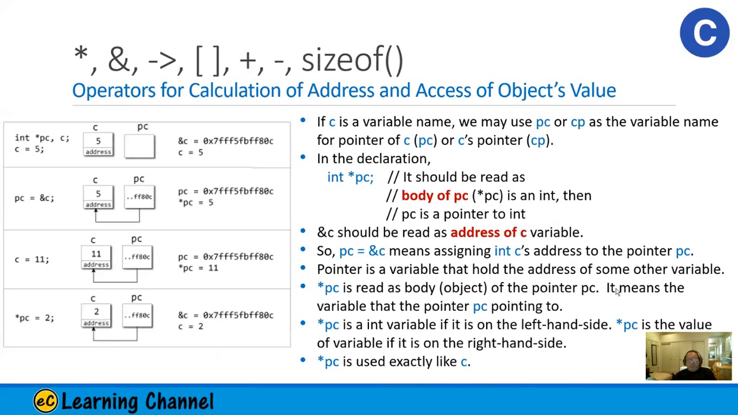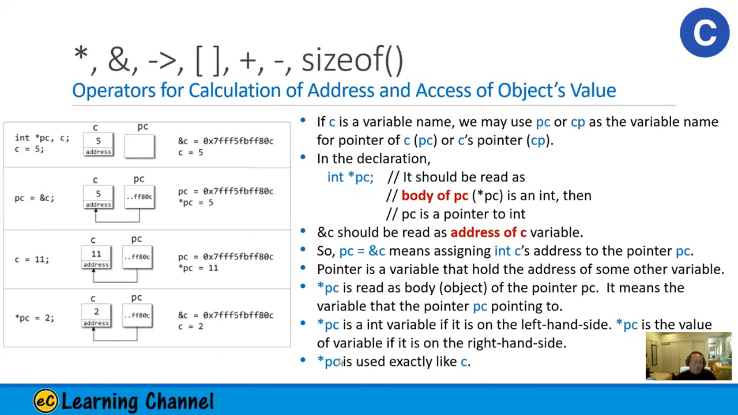Okay, so it actually is indirect accessing the variable. It holds an address, and that address is the address of the object or variable. Star PC means the object of the pointer. It means the variable that the pointer PC points to. And then star PC is an integer variable. It is usually used on the left-hand side as a variable that you can update. And star PC is used exactly as C if C's address is stored in PC.